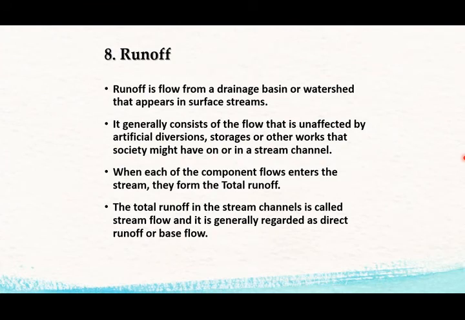The eighth process is runoff. Runoff is the flow of water after precipitation. It generally consists of flow that is unaffected by artificial diversion, storage, or other works that society might have on or in a stream channel. When each of the component flows enters the stream, they form the total runoff. This runoff water is actually not available to the plants. It goes and joins back to the oceans.